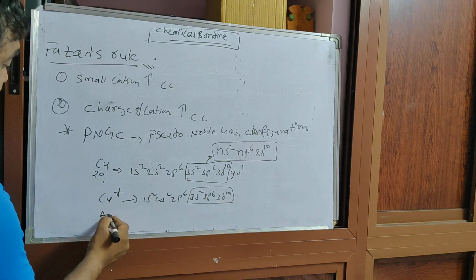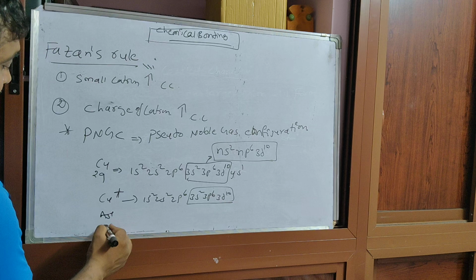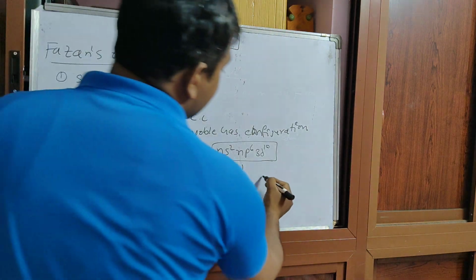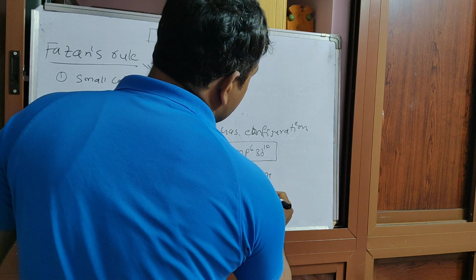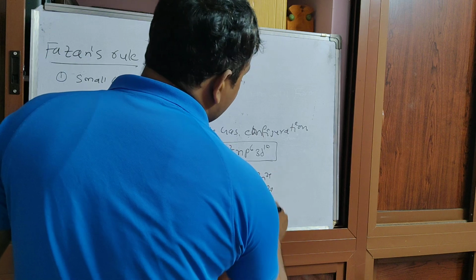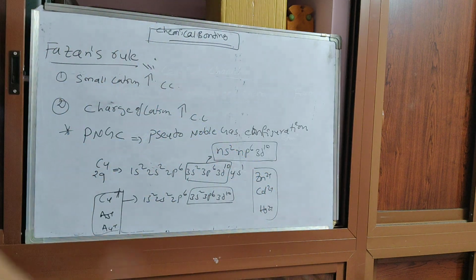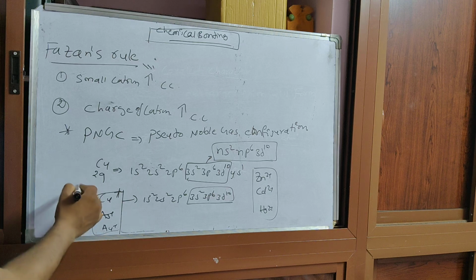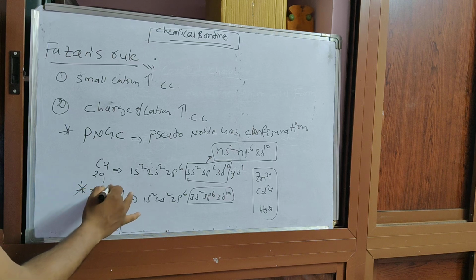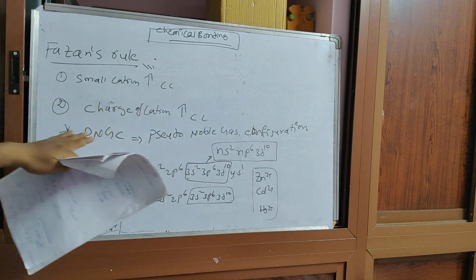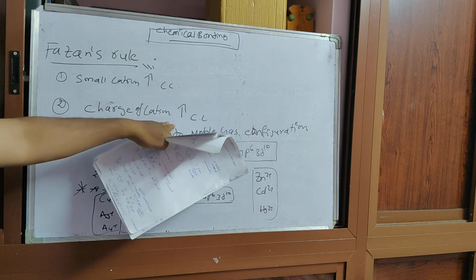For example, copper, silver, gold. Similarly, zinc plus 2, cadmium plus 2, mercury plus 2 are also the same; we get the pseudo noble gas configuration. That's why these show more covalent character. Three conditions must be remembered. One is that a smaller cation will form more covalent character. Next, the charge of the cation, if the charge is bigger.